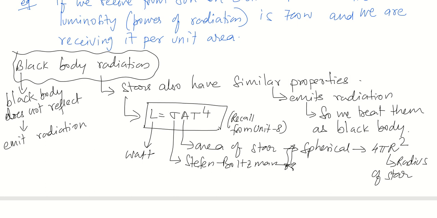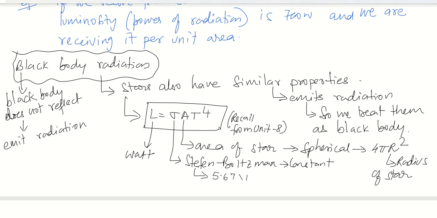Sorry, one second. I'll just erase that. Okay, so Stefan-Boltzmann constant. It's a constant, and its value is given as 5.67 into 10 power minus 8 watt per meter square per Kelvin power minus 4.